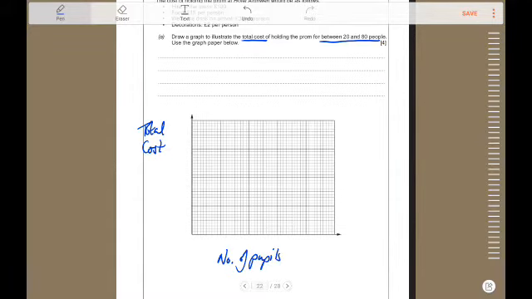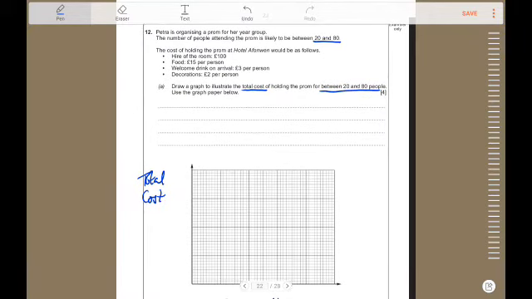on that axis. Now, we don't have any data yet for the total cost, but we do have some data for the number of people attending. We've got 20 to 80, it says people and they're not pupils, sorry. We've got 20 to 80 that we need to create the graph for.